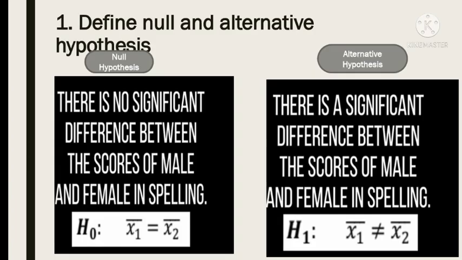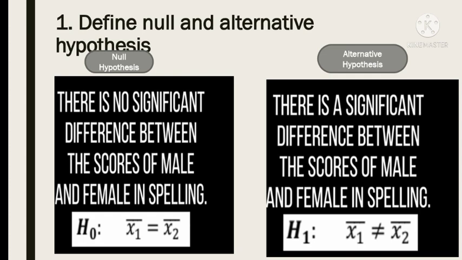Now the first step is defining the null and alternative hypotheses. So let's have the null hypothesis first. The null hypothesis is saying that there is no significant difference between the scores of male and female in spelling. If we put it in a mathematical equation, it will be x bar sub 1 is equal to x bar sub 2.